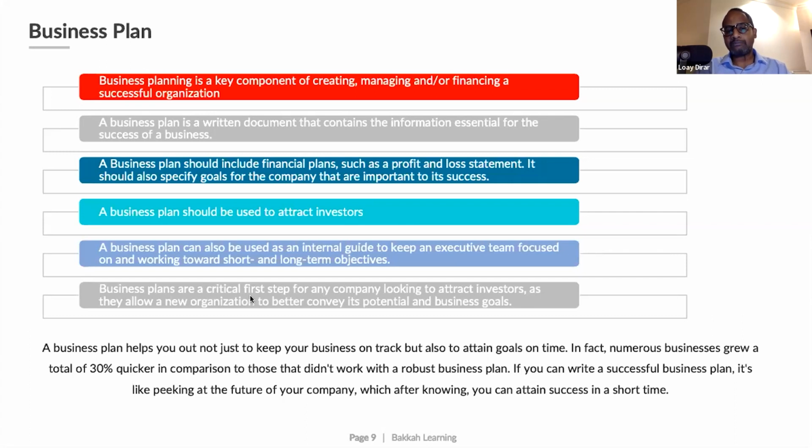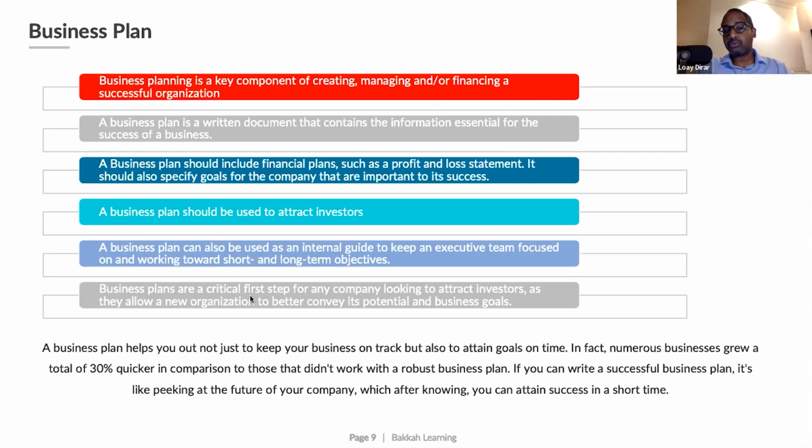A business plan should include financial plans such as a profit and loss statement. It could also specify the goals for the company and the business. Even if you're just starting up, you need to mention your main purpose for your business idea, and the main purpose for investing in this business idea.